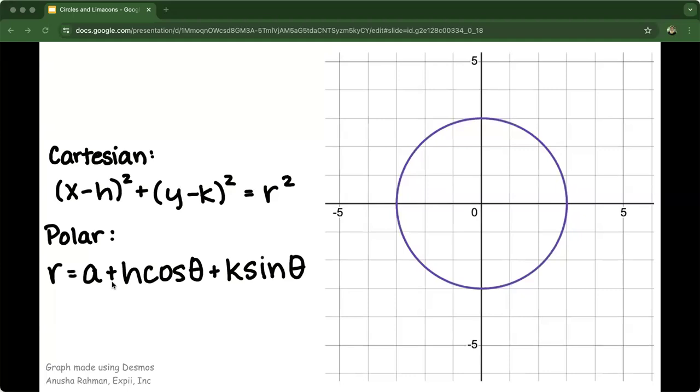The equation of a circle in the Cartesian coordinate system depends on the center and the radius. In the top equation, (h, k) is the center and r is the radius. This equation is likely to be an equation that you're already familiar with. The second equation is the polar equation of a circle.